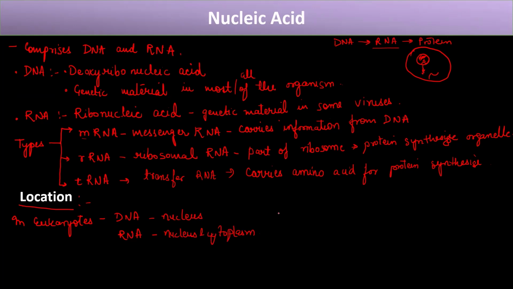Now, in prokaryotes, what happens? There are no well-defined membrane-bound organelles, right? So everything in the prokaryote is present in the cytoplasm. So in prokaryotes, DNA and RNA both are present in the cytoplasm. This is the location of nucleic acids in eukaryotes and prokaryotes. Now, let's move forward and see the structure of the nucleic acid.